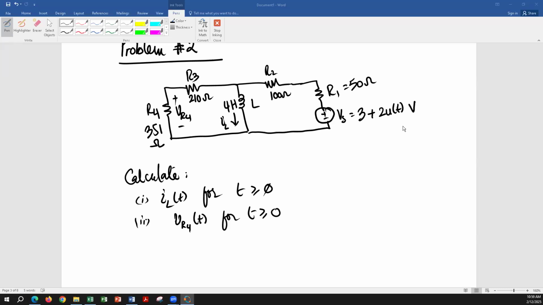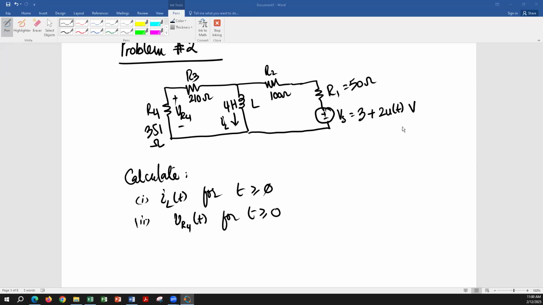Very good, excellent. So as long as t is less than 0, the step function is not going to be on, so the value of Vs will be 3. And when t is 0 or greater than 0, then the step function will turn on, and the value of the source is going to be 5. So that's how the source is operating. So there is what you asked me, how to write it.